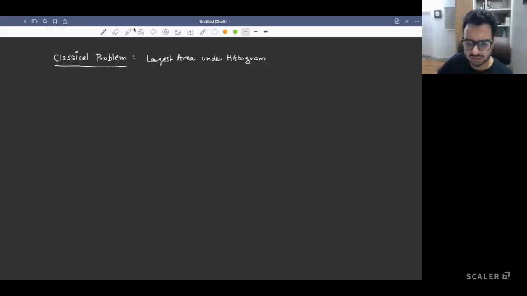Does anyone know what a histogram is? It's kind of a bar graph. That's correct, Ankur, you're right. A graph with bars. Absolutely correct, right? It is basically a graph to represent data.